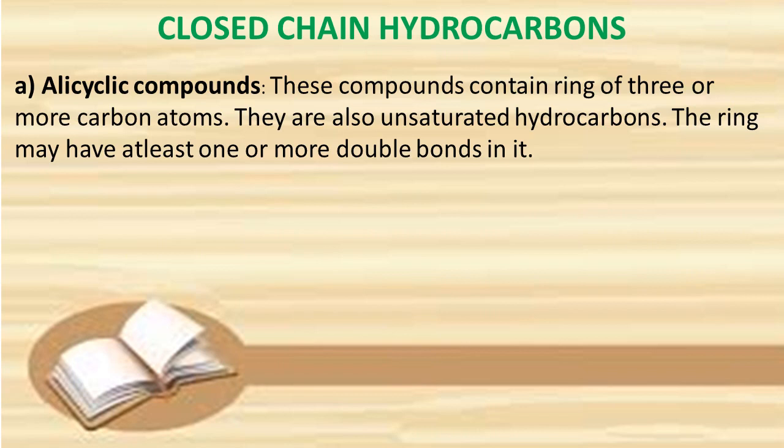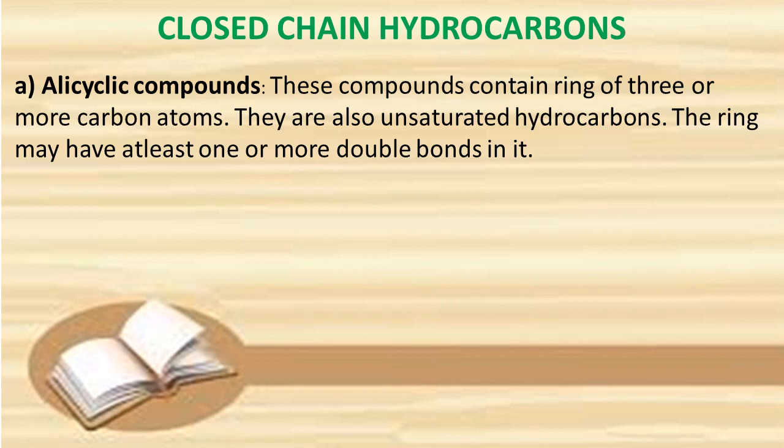So closed chain, as we know, is where the carbon atoms are arranged in the form of a cyclic ring. Whenever it is written in a cyclic ring, it results in a closed chain or a ring structure. Under these closed chain hydrocarbons, there are 3 different categories. Number 1 is called alicyclic hydrocarbons or alicyclic compounds.